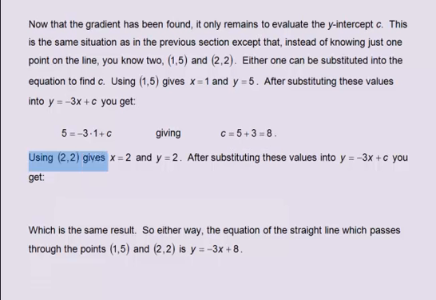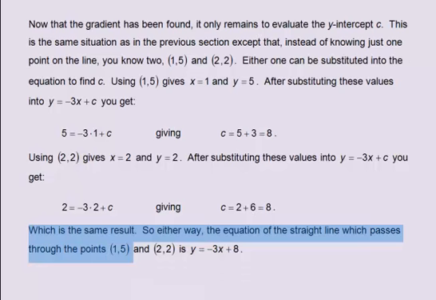Using (2, 2) gives x equals 2 and y equals 2. After substituting these values into y equals minus 3x plus c, you get 2, which is y, equals minus 3 multiplied by 2, which is x, plus c, giving c equals 2 plus 6, which equals 8, which is the same result. So, either way, the equation of the straight line which passes through points (1, 5) and (2, 2) is y equals minus 3x plus 8.